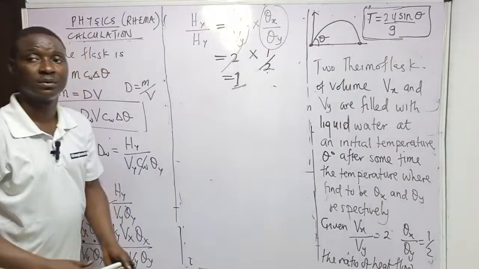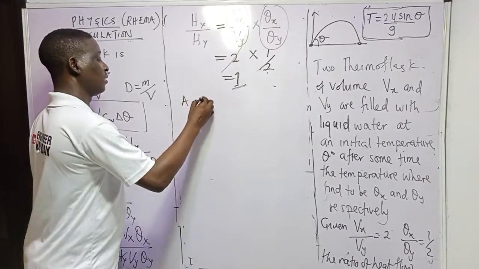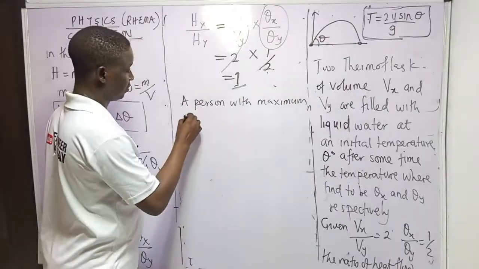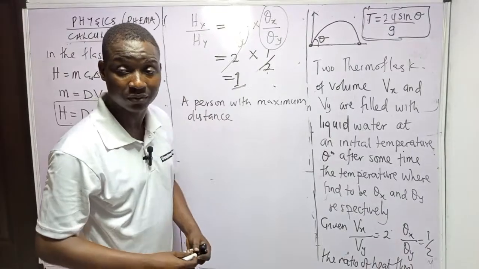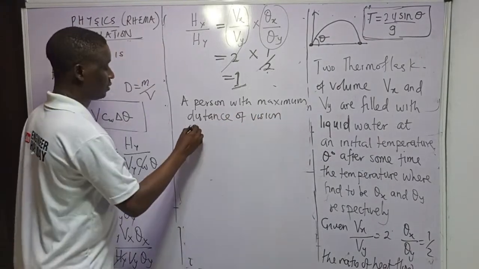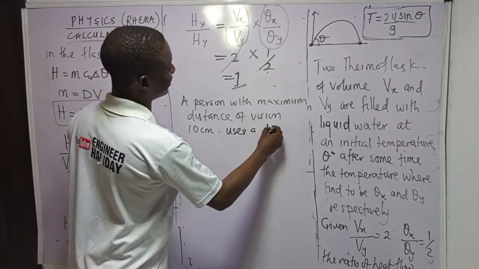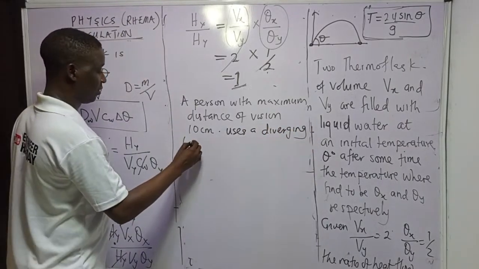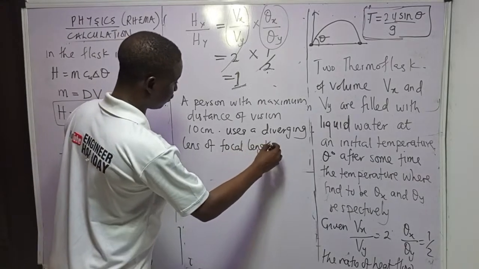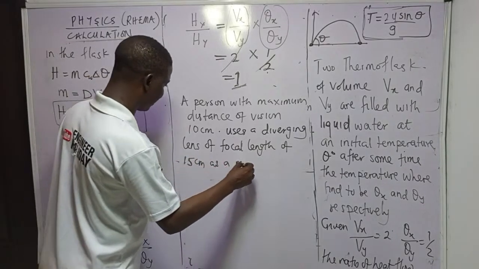Okay, let's see. A person with maximum distance of vision 10 centimeters uses a diverging lens of focal length 15 centimeters as a magnifying glass.